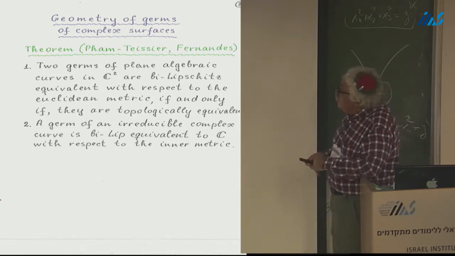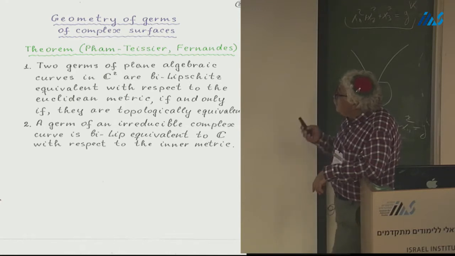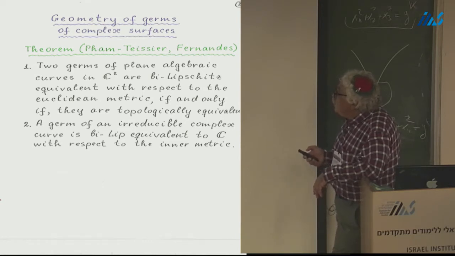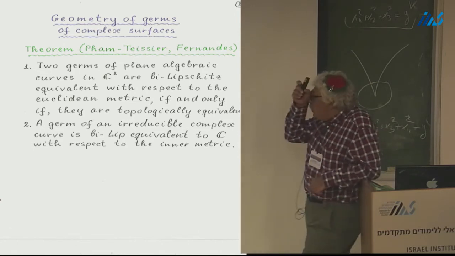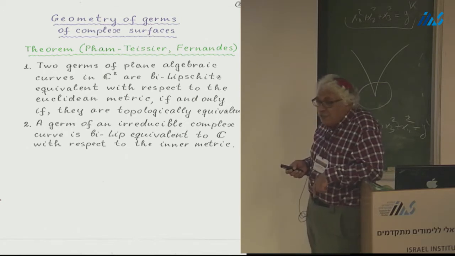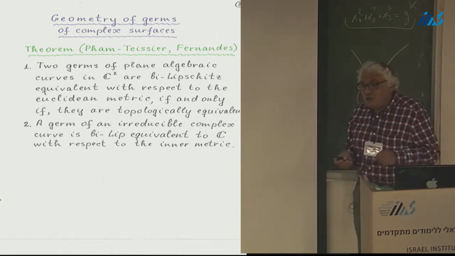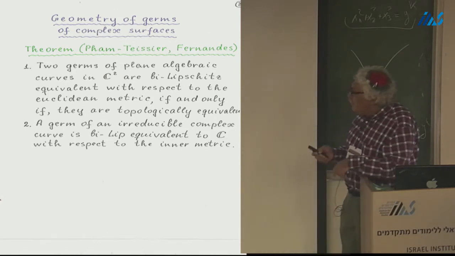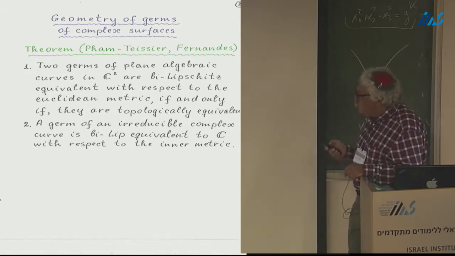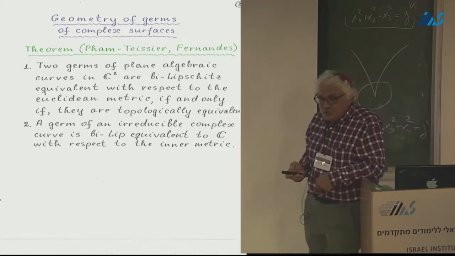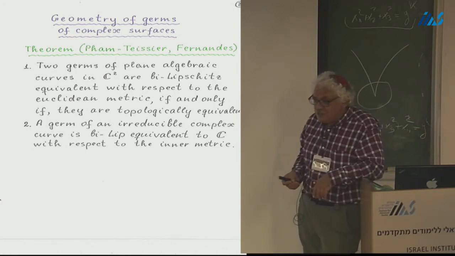Okay, so for complex curves, there is a theorem that was first an unpublished result of Frédéric Pham and Bernard Teissier, and later written and published by Alexandre Fernandes. This theorem is extremely interesting and extremely sad. What do I mean by a sad theorem? A sad theorem means that, morally, it shows that there is no Lipschitz geometry of complex algebraic curves. The Lipschitz geometry is nothing else than the topology.